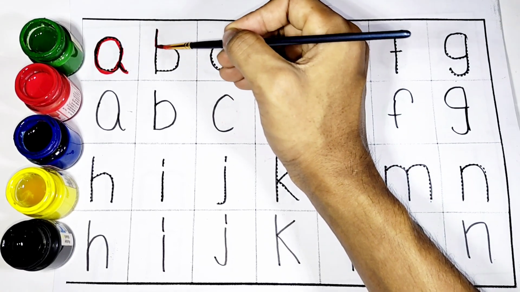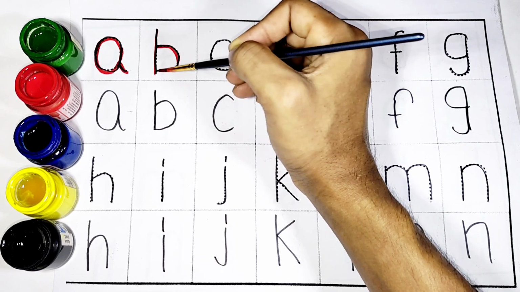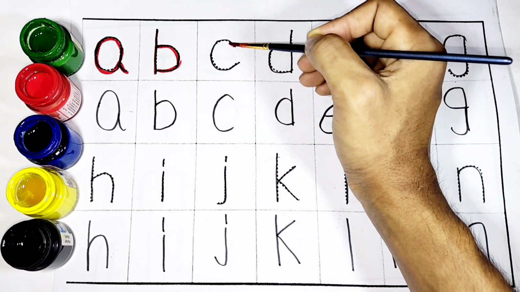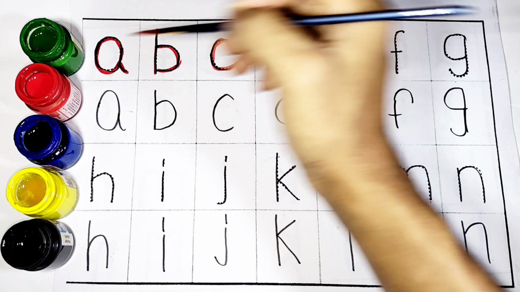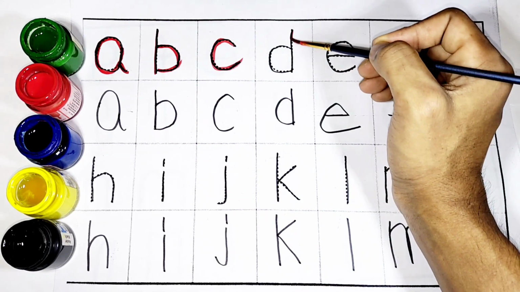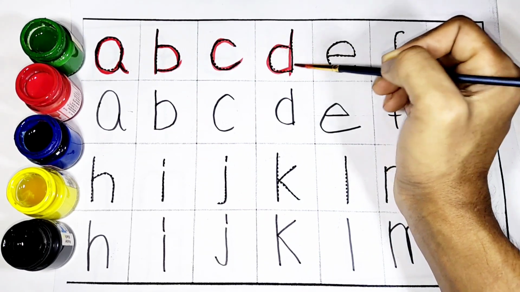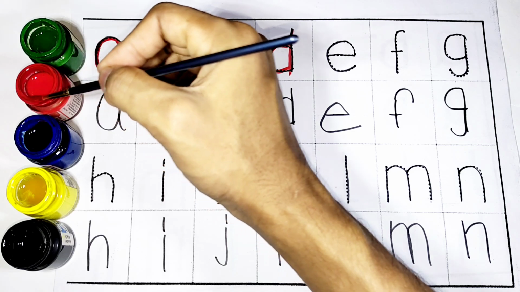A for apple, A for ant. And the next one is B. B for ball, B for bat. And the next one is C. C for cow, C for cat. The next one is D. D for dog and D for doll.